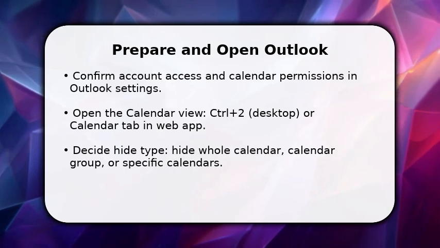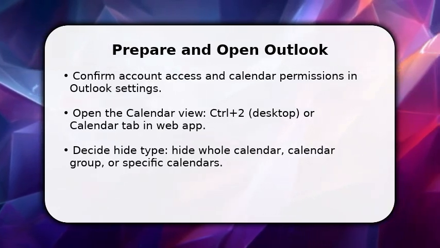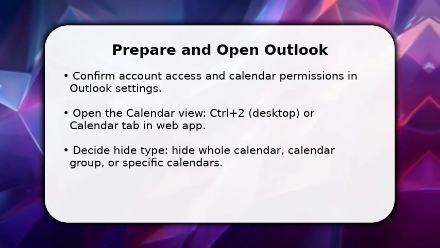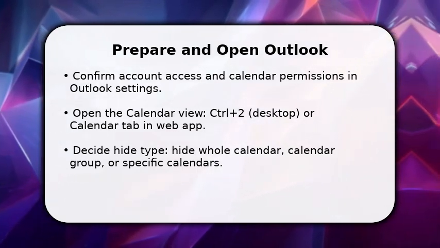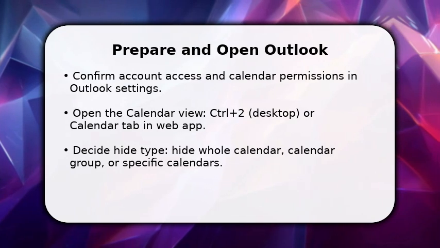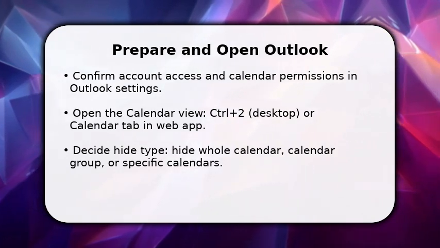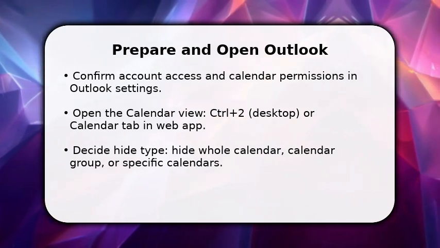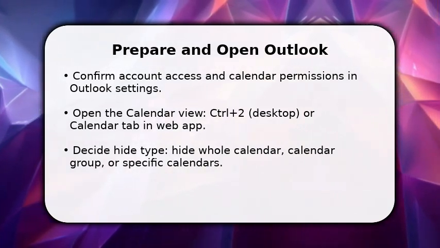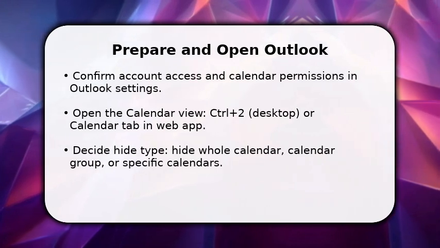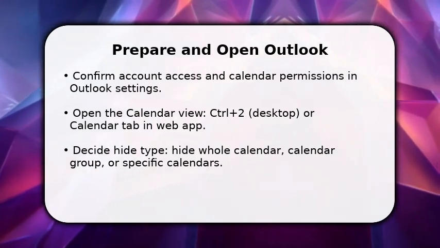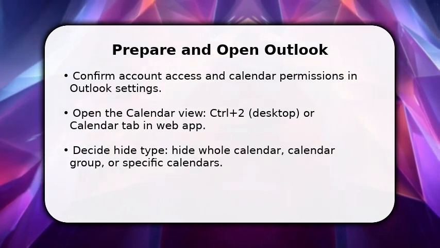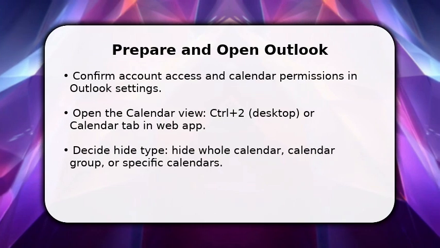You start by confirming you have the account and permissions needed to change calendar visibility. This avoids surprises once you make changes. Open Outlook's calendar view. On desktop, use Ctrl+2 or select Calendar in the web app and identify which calendar or calendar group you want hidden. Once done, decide whether to hide an entire calendar, remove it from view, or unsubscribe. This choice determines the steps you'll take next and prevents accidental data loss or unwanted sharing.